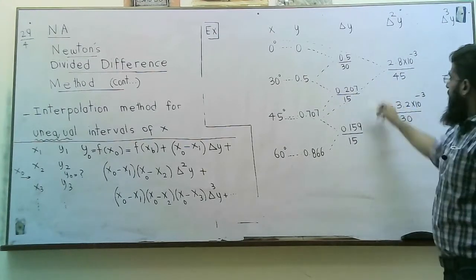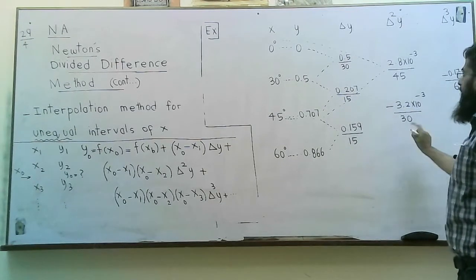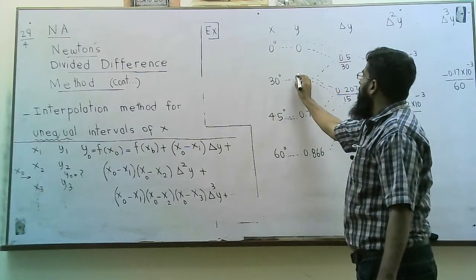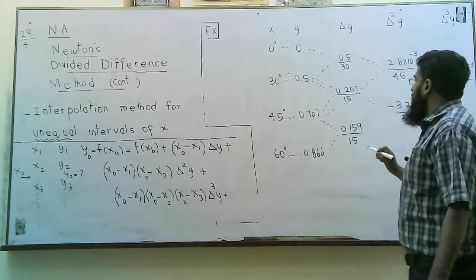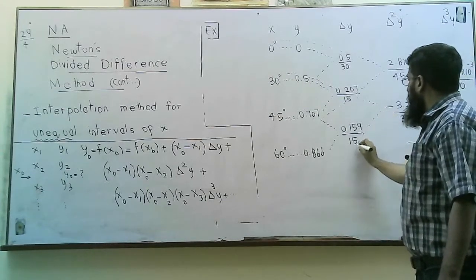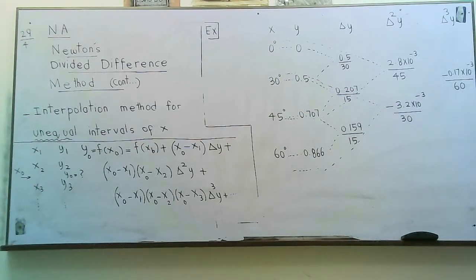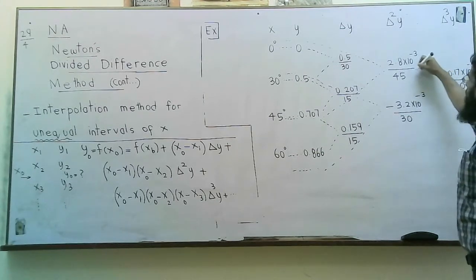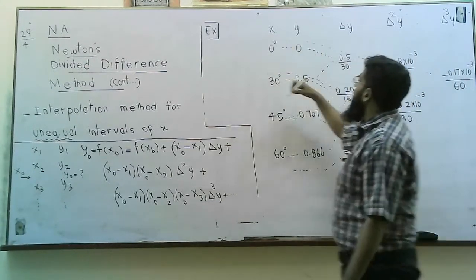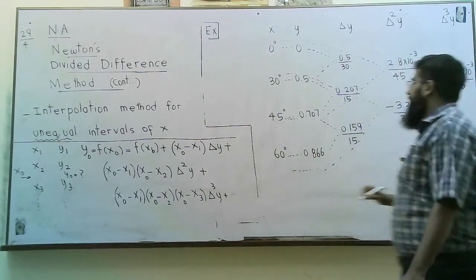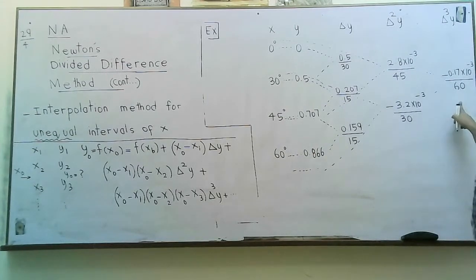And for this, the difference of these two values appears in the numerator, and for the denominator, we'll move diagonally until we reach y, and then we move horizontally, we reach the value 30, and we move diagonally, and then horizontally we reach the value 60. So 60 minus 30 is 30, right? And then we'll subtract these values and the difference appears in the numerator, and we keep going diagonally and then horizontally to 0, and then diagonally again and horizontally to the value 60. So 60 minus 0 is 60.